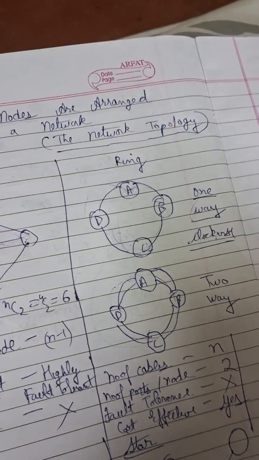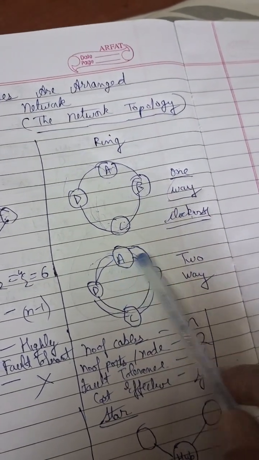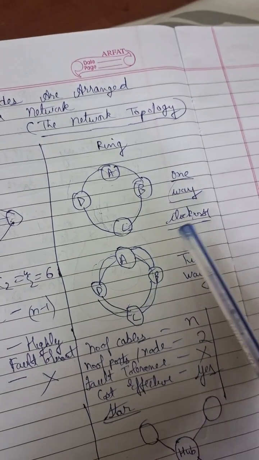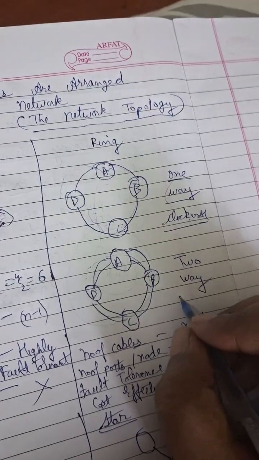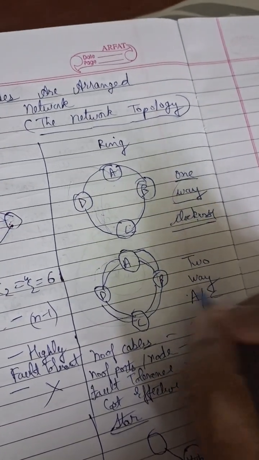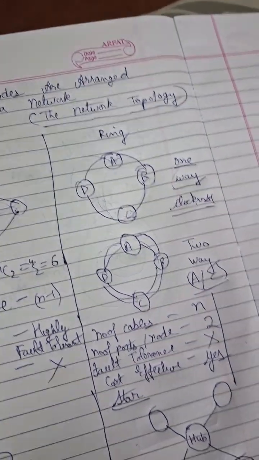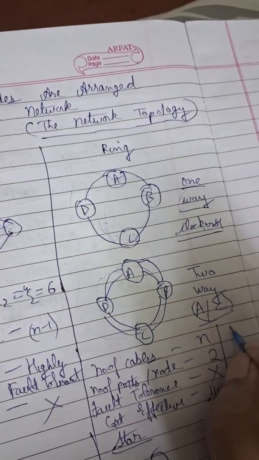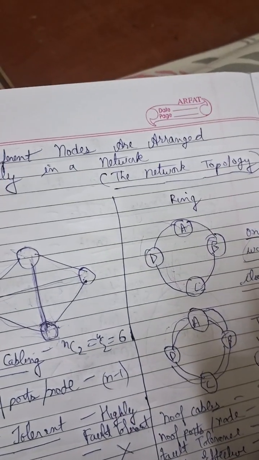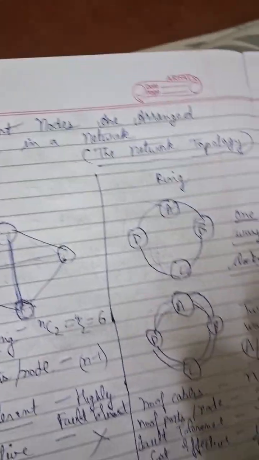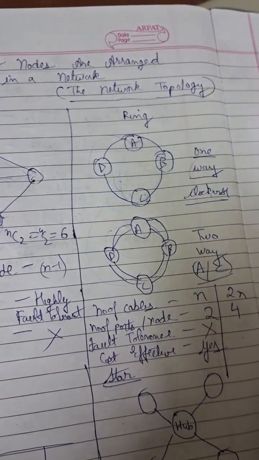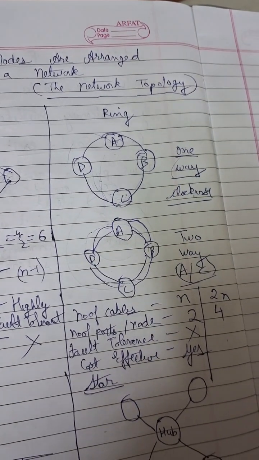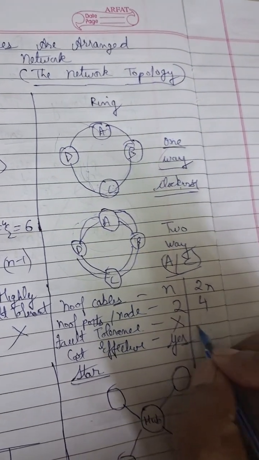So if we want to send the data from A to B, use the clockwise ring. If we want to send the data from A to D, we can use the anti-clockwise ring. So it is both. It is two-way. It's both clockwise and anti-clockwise. So the number of cables becomes 2n, and the number of ports also becomes 4 per device. Is it fault tolerant? Yes, it is fault tolerant, because if one particular link has failed, another particular link exists, and that link can be used to drive the packet forward. So yes, it is fault tolerant.